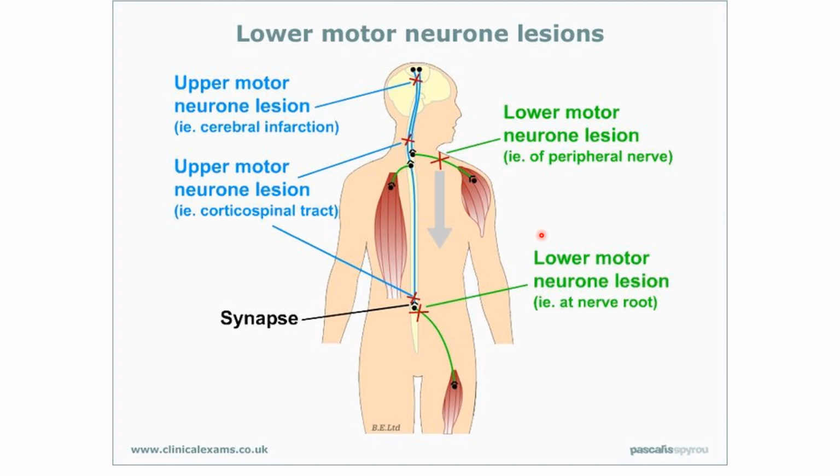Lower motor neuron lesions then will be, if it's just the one spinal nerve, a nerve root, the problem typically occurs at the spine. So it could be a disc lesion, space-occupying lesion, an osteophyte, and significant osteoarthritis can compress the spinal nerve. And if it's just one spinal nerve, the problem needs to be at the spine itself, because shortly after leaving the spinal cord, the spinal nerves come together to form the peripheral nerves.